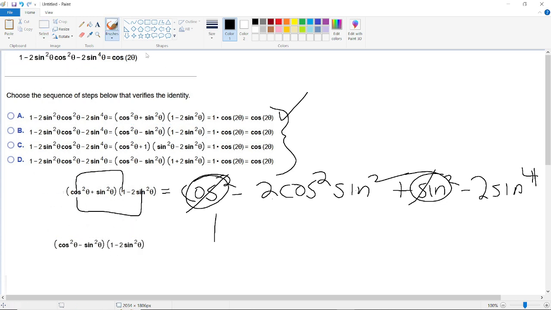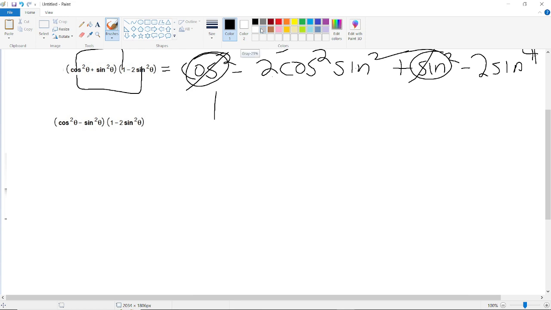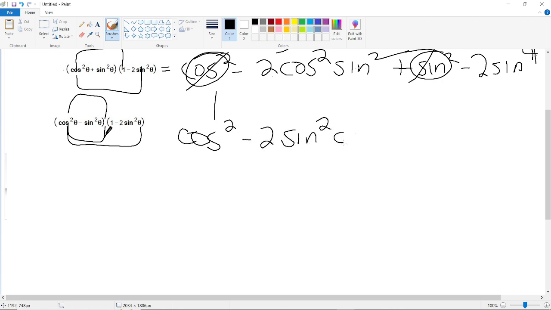This is B. And so we'll just do first times first, first times last. You can do FOIL, first, outside, inside, last if you want, whatever you want to do. Just make sure every term is multiplied by every other term. Cosine squared times 1. And then we're going to go cosine squared times minus 2 sine squared, minus 2 sine squared cosine squared. I'm not putting the thetas, but we remember there's the thetas. And then minus sine squared.